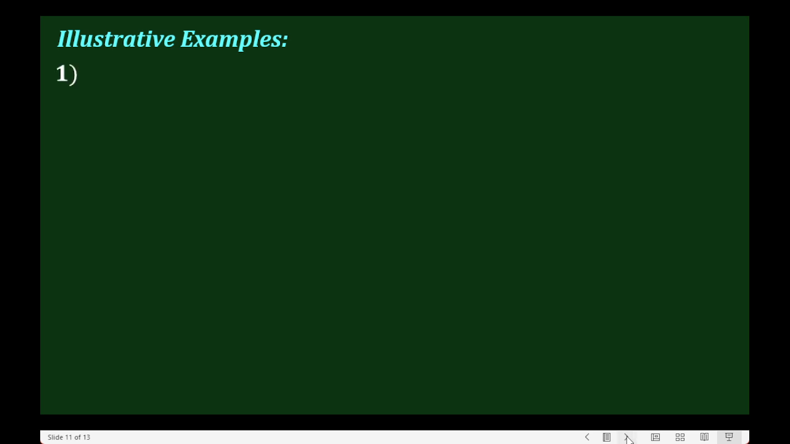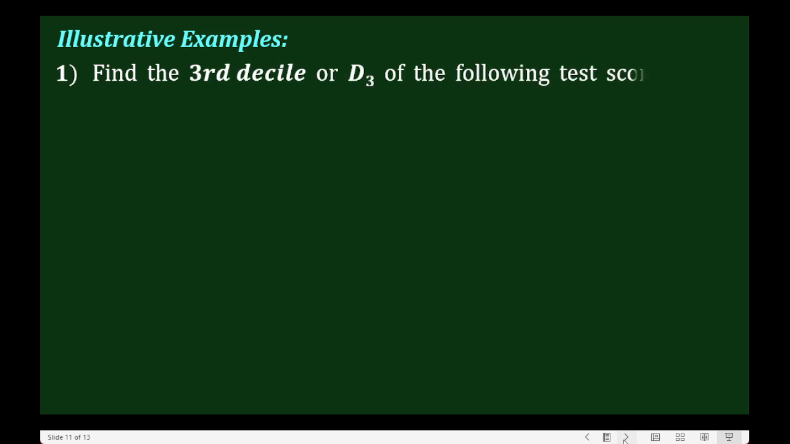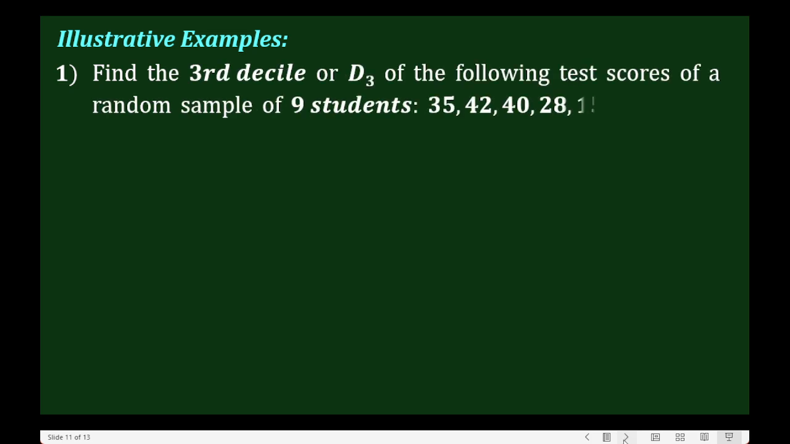We go to number 1. Find the third decile or D sub 3 of the following test scores of a random sample of 9 students. Now, these 9 students obtained their respective scores, and the scores are 35, 42, 40, 28, 15, 23, 33, 20, and 18. So what are we going to do here? So we find the third decile.